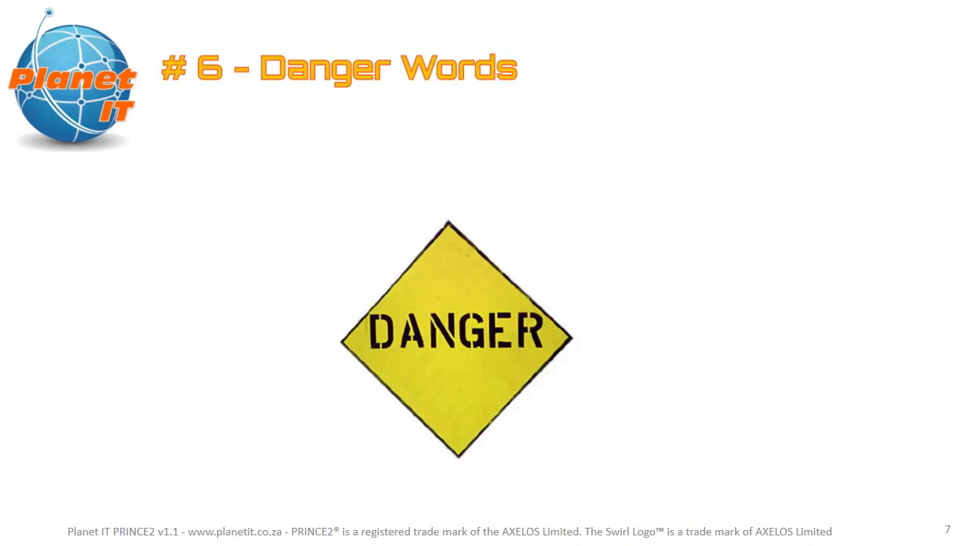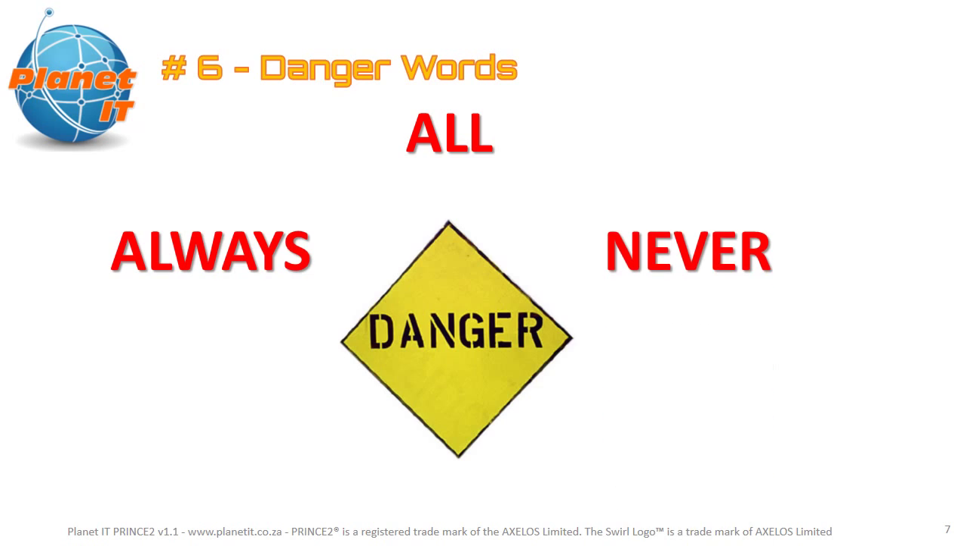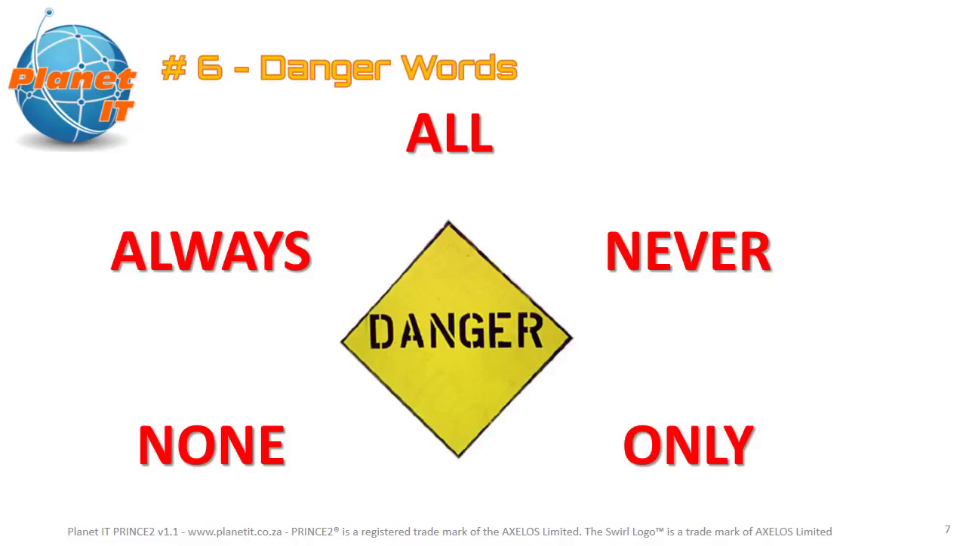At number six, we have our danger words. If you spot any of these words in the exam, please proceed with caution and read extremely carefully. They are as follows: all, always, never, none, only. So watch out for these all-inclusive, all-exclusive blanket-like statements in the exam, as there's very few scenarios in PRINCE2 that these words are applicable to. If you spot an answer with any of these words in it, it is probably not your correct answer.